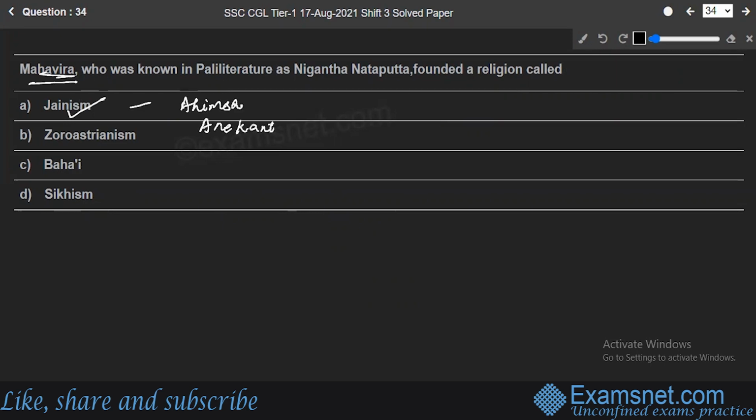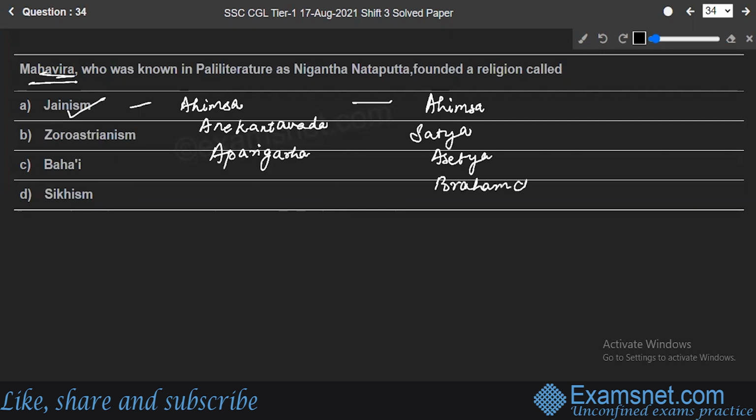anekantavada, and aparigraha. Jains take five main vows. The five vows are ahimsa, satya, asteya, brahmacharya, and aparigraha.